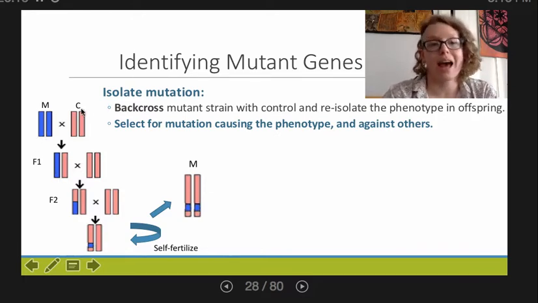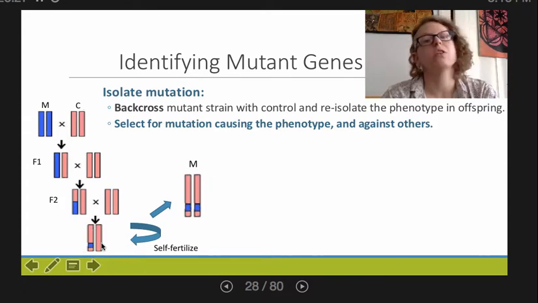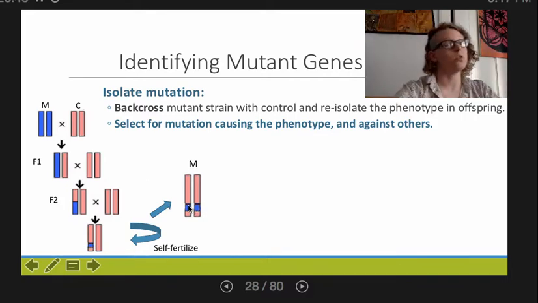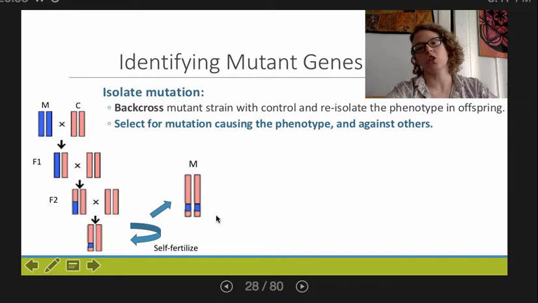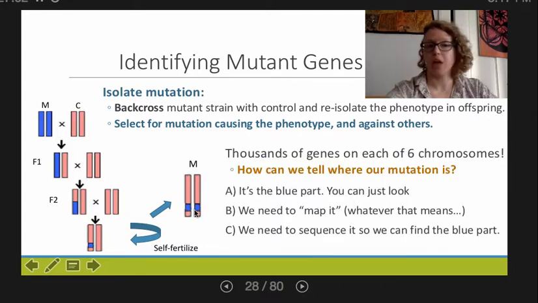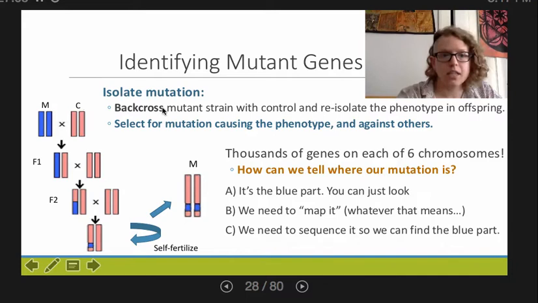We're going to cross it back to the control parent. And we're going to do that again. And then we're going to take this worm and self-fertilize it, allow it to fertilize itself, resulting in homozygotes of mutations from our mutagen process. Some of these homozygotes will have mutations that cause our phenotype, and those will have the phenotype. So we take the offspring of the F2 and we screen for individuals that show the phenotype. Now that we've found an individual, it's been back-crossed, it shows our phenotype.